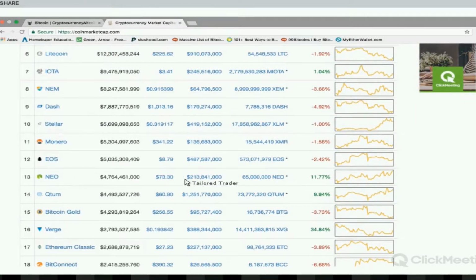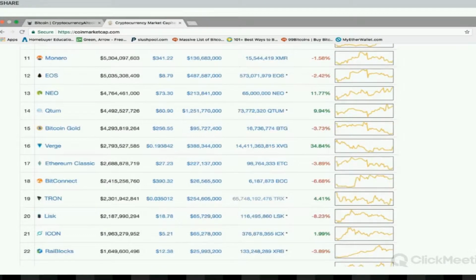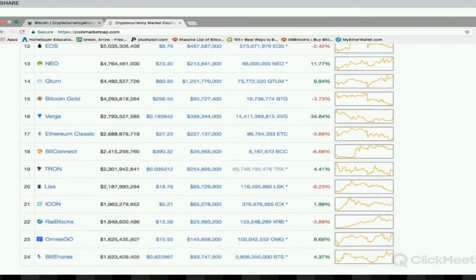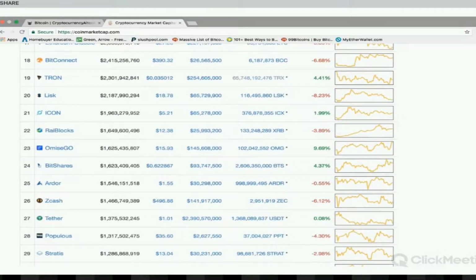Neo. There's so many good ones. Verge is another privacy coin. Ethereum Classic. This is actually the first Ethereum, forked off into Ethereum Classic. It's still around. There's too much information, too many coins to go over here. We're just going to talk about the website at this point. But you can scroll down and click on any coin and get even more information.